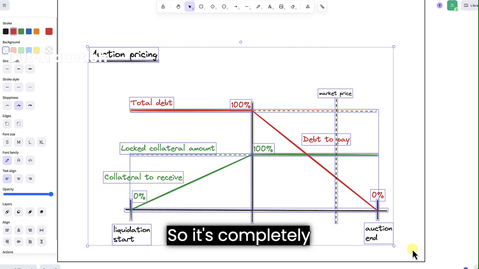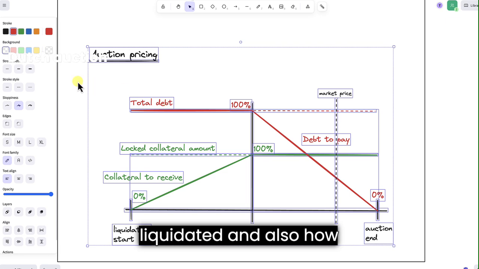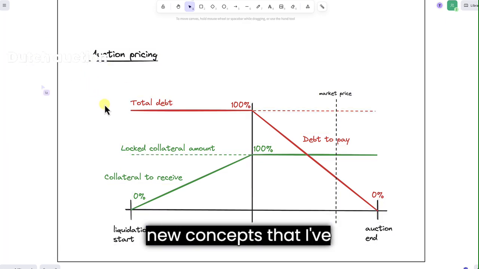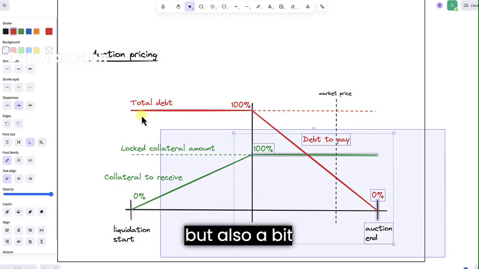That's how it happens. So it's completely different than any other lending protocols that you are familiar with, both the criteria for whether a position can be liquidated, and also how it's being priced. So there are a lot of new concepts that I've never seen in any other protocols, and that's what makes this new, interesting, but also a bit complicated.